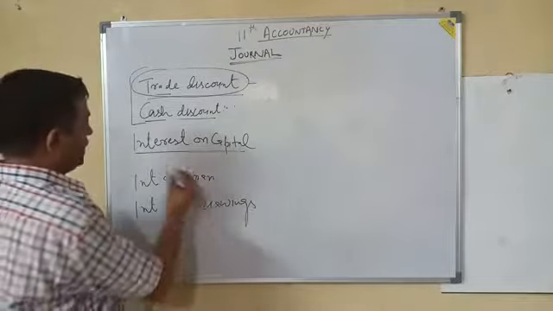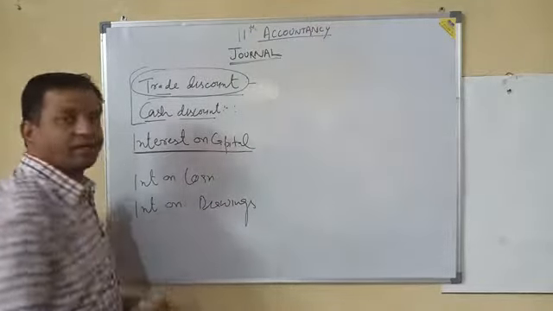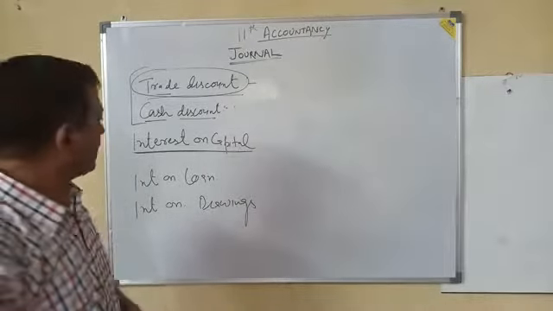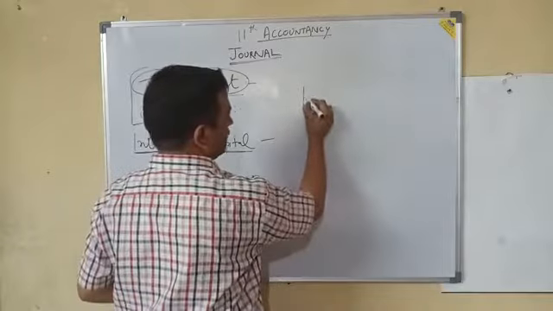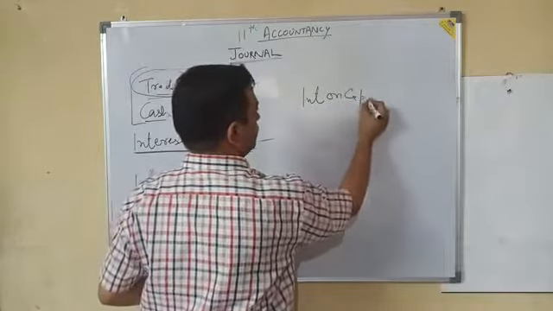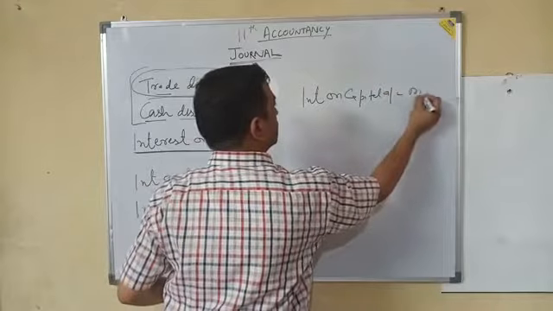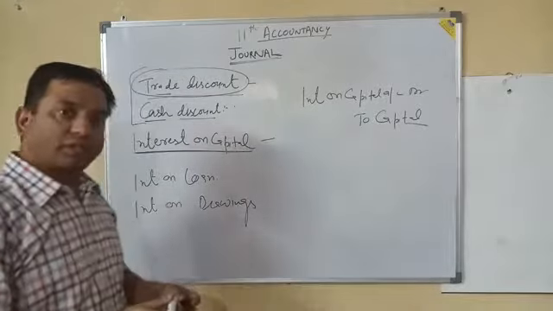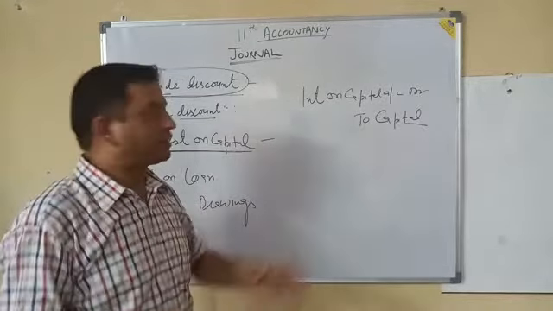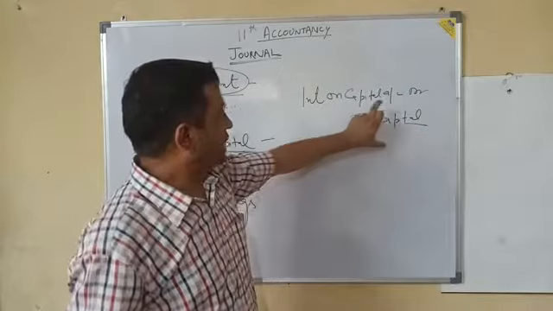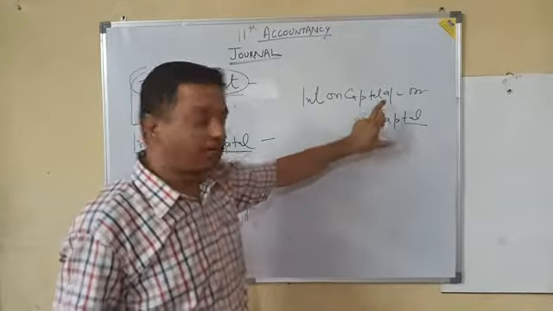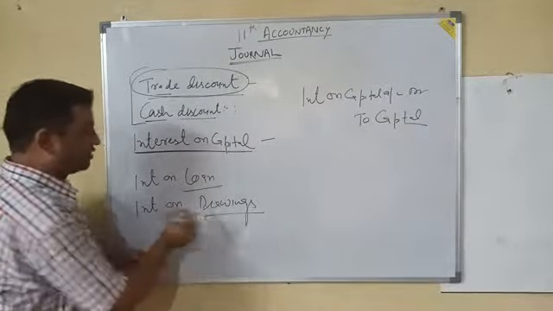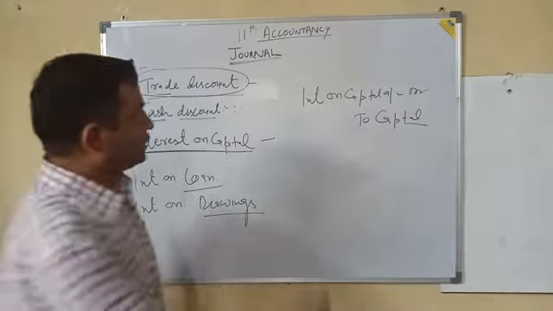But if the money has been invested in the business, then it becomes the responsibility of the business that interest on capital should be given to the person. So for that, the entry will be interest on capital account debit to capital. And let me tell you one more thing. The thing upon which interest is being charged, that thing will increase. If interest is charged on capital, capital will increase. If interest is charged on loan, loan will increase. If interest is charged on drawings, drawings will increase. Right? This is interest on capital.